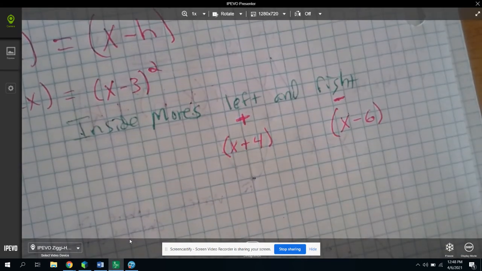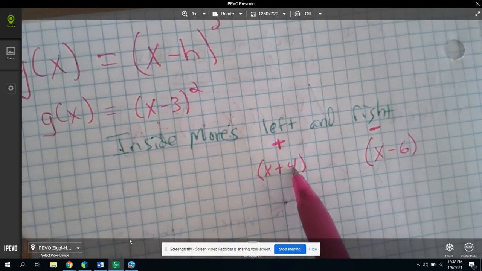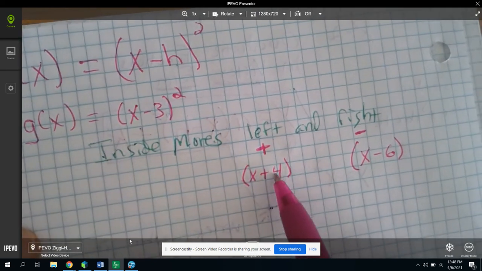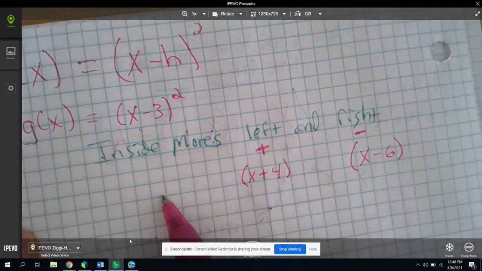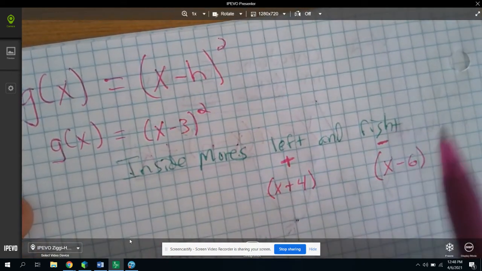So what we're saying is if inside those parentheses we have an x plus 4, it's going to move us to the left. How many spaces left? 4 spaces left. Because we think it would move it right, but it moves it the opposite way. Everything inside moves it left and right.